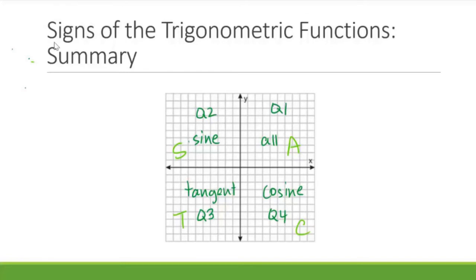Think of this as well. If sine is positive in quadrant 1 and quadrant 2, we have to remember that sine will be negative in quadrant 3 and quadrant 4, and so on. Let's apply this.